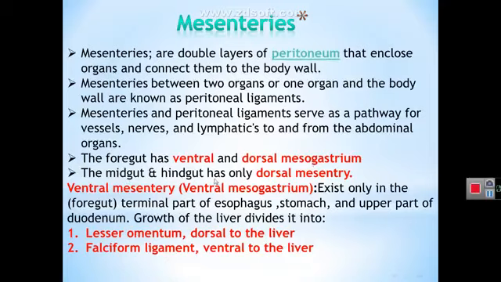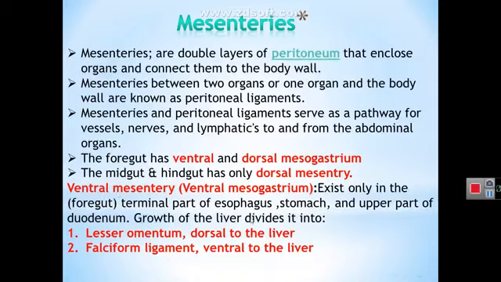The midgut and hindgut have only dorsal mesentery. Ventral mesentery or ventral mesogastrium exists only in the foregut. It extends from the terminal part of the esophagus, stomach, and upper part of the duodenum. Ventral mesentery is derived from the septum transversum.